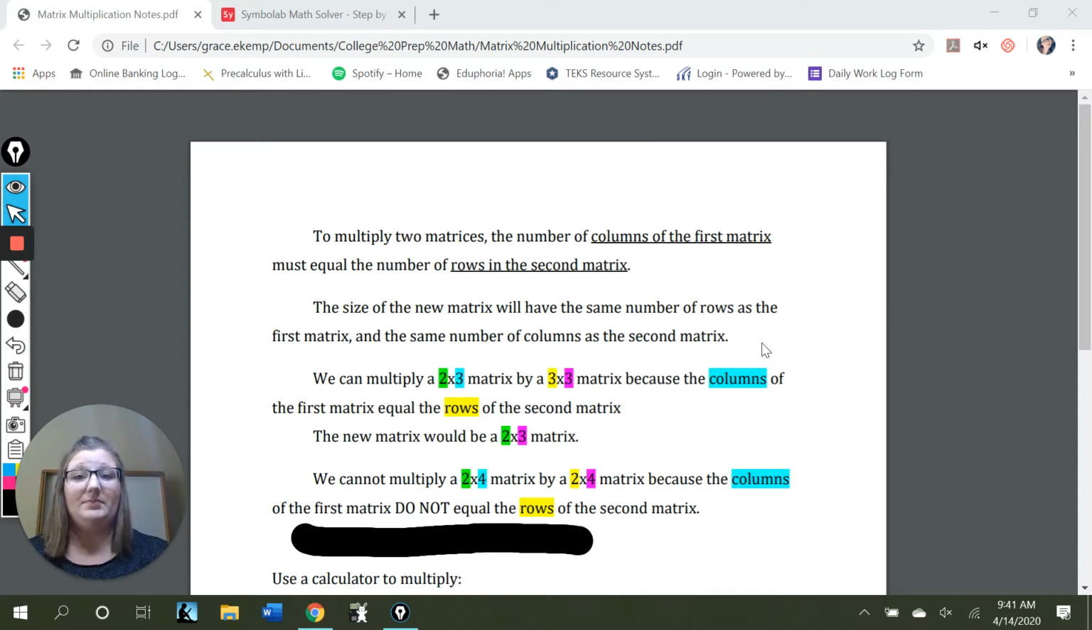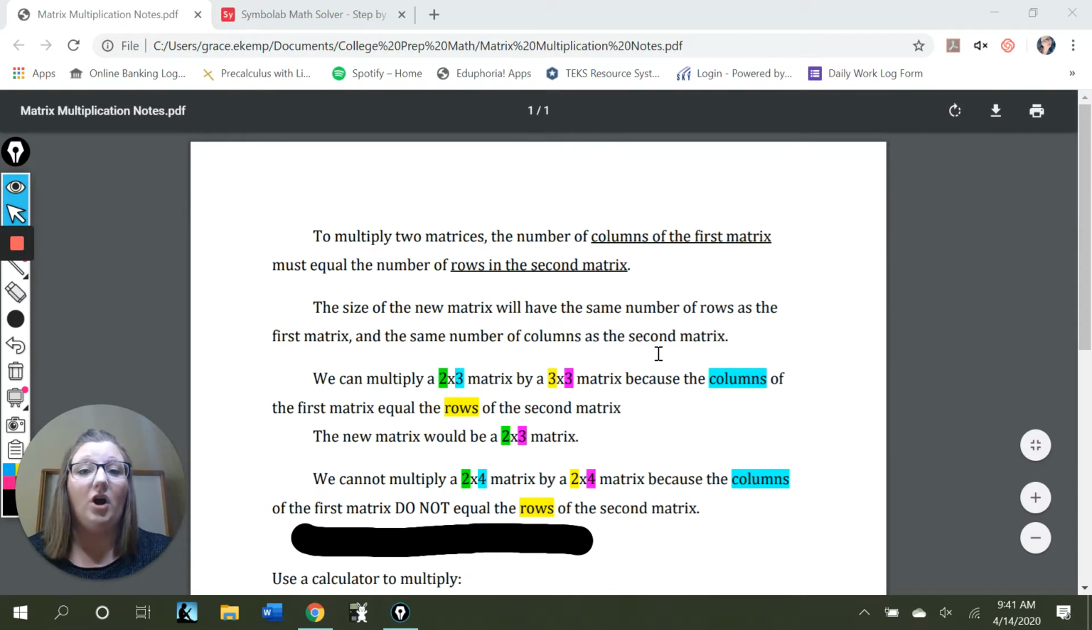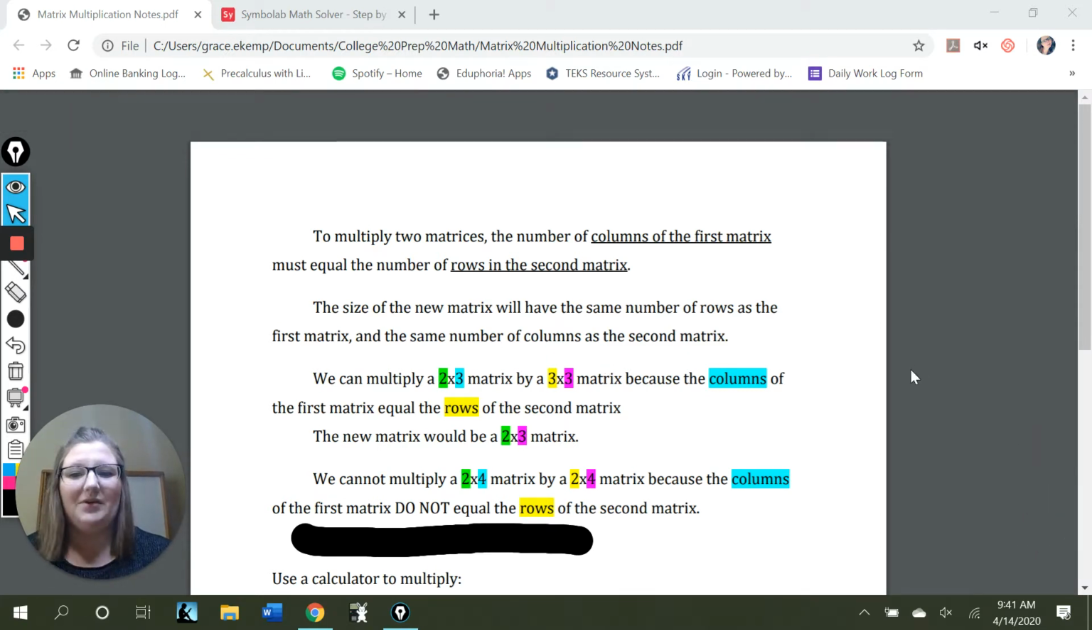So after we multiply our two matrices together and we get our answer, we want to know what the size of that matrix is going to be. The size of the new matrix is going to have the same number of rows as the first matrix and the same number of columns as the second matrix. And I know those two rules sound kind of similar. We've used rows and columns from different matrices. So let's look at an example together to see how that applies.